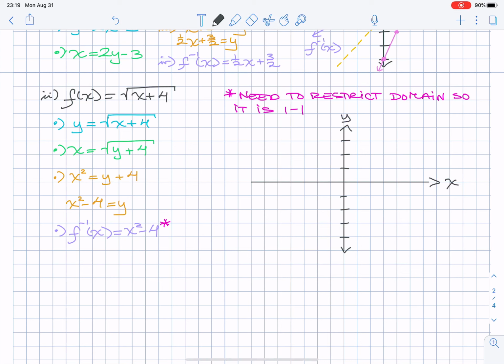X and y. Okay, so my graph of f of x is half a parabola opening to the right, shifted left 4 units. So it should look something like so. 2, 3, 4, 5. So this is f of x.